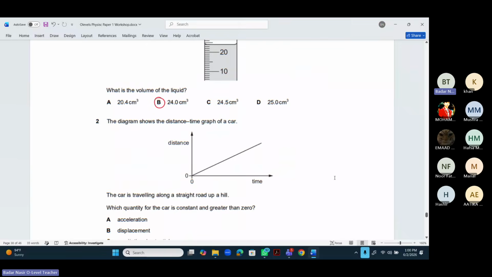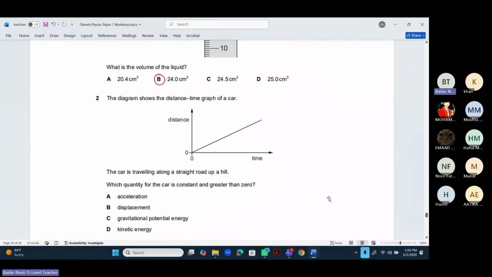The diagram shows a distance-time graph of a car. The car is traveling along a straight road up a hill. Which quantity for the car is constant? The gradient of a distance-time graph gives us the speed. A straight line passing through the origin means that its speed is constant. Okay? And it said the car is traveling along a straight road up a hill.